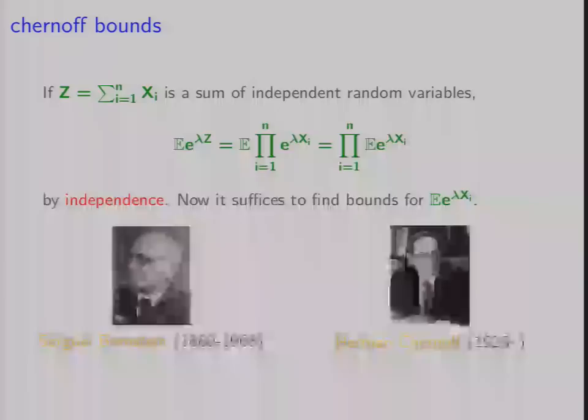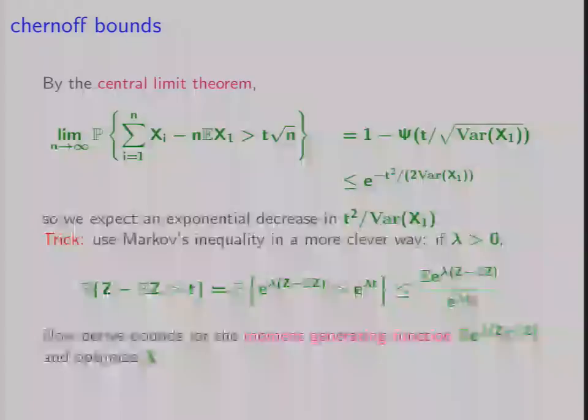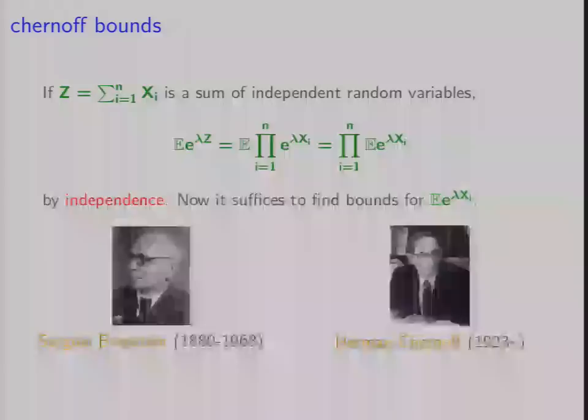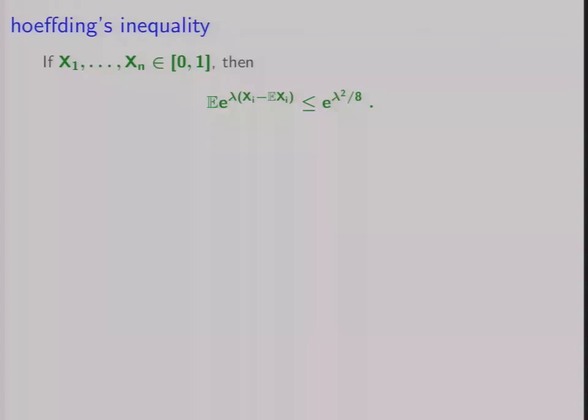Okay. So far so good? Okay. So, here's one of the basic cases. If the X's are bounded, and that's all we need, and I may just assume that they are bounded between 0 and 1, otherwise you can just rescale. If these guys are bounded, then it's easy to bound the moment generating function of just one of them. It looks like this, e to the lambda squared divided by 8.